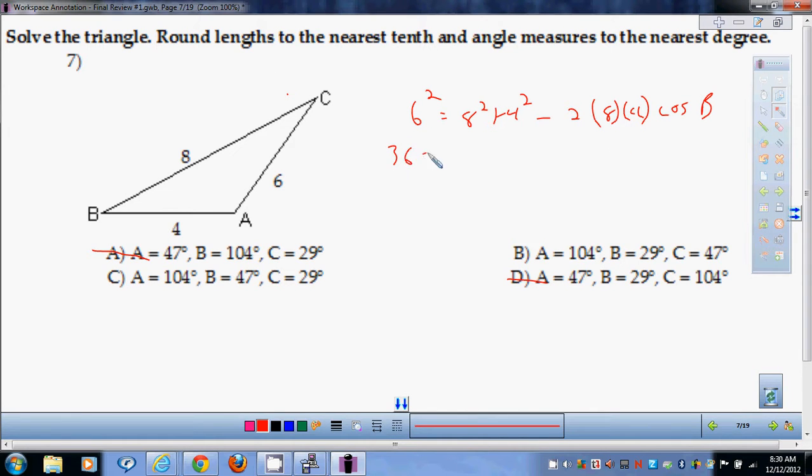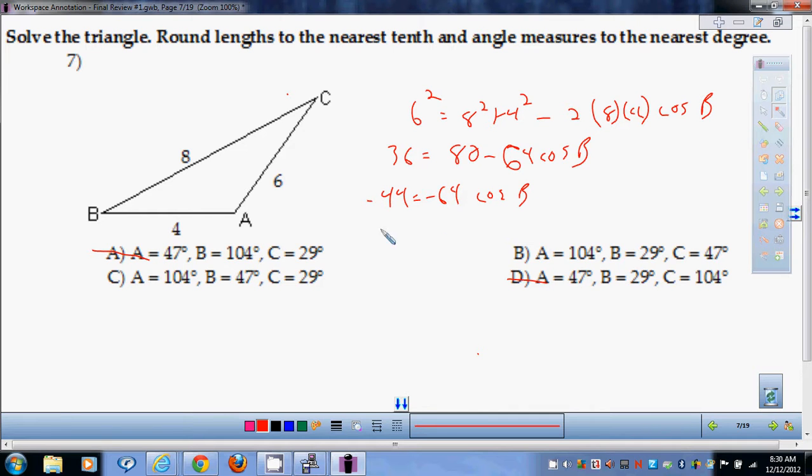So that's 36 equals 64 plus 16 is 80. Minus 64 cosine B. What is something you should never do at this point? Subtract. You cannot subtract 80 minus 64 because 64 is married to cosine. You have to subtract the 80 first. So that's negative 44 equals negative 64 cosine B.